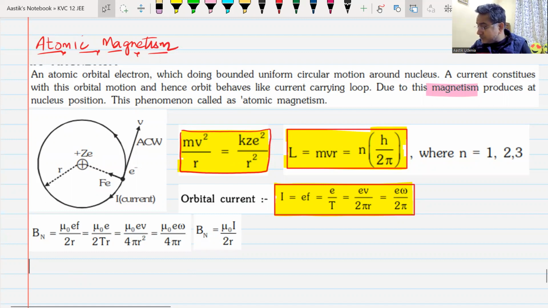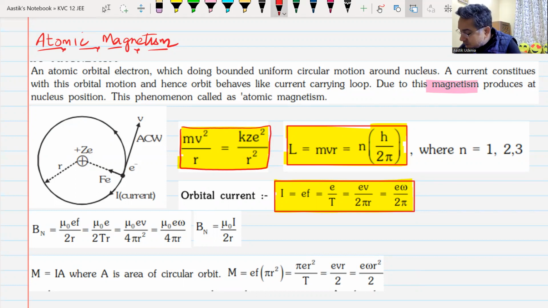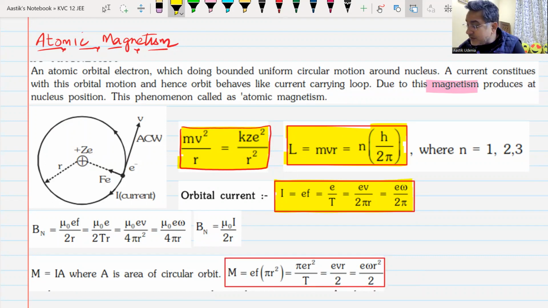Then one more very important thing that you can see from here. I hope all of you can see this. The magnetic moment of this circular orbit, of this charge which is moving in a circular orbit, is I into A. You know the value of I, you know A is pi r square, and you can get all these formulae for the magnetic moment of this point charge, an electron moving in a circular orbit. Do we understand this?